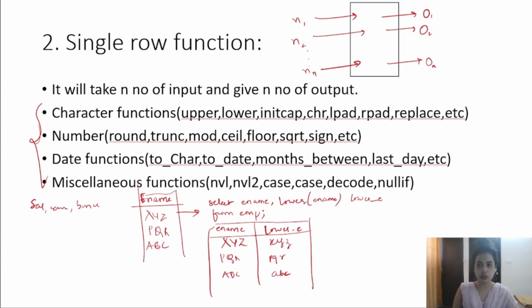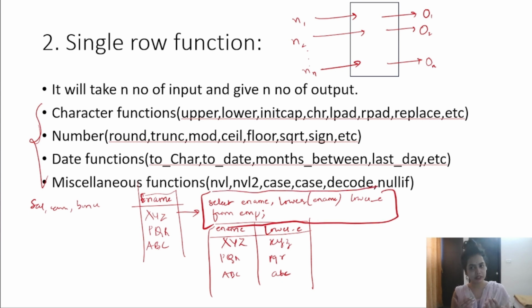So just keep in mind, a single row function will take n number of inputs and give you n number of outputs, and this is how we write the syntax, similar to the MRF or a normal simple query we write. In the next part of the video, we'll start writing and understanding our character functions, number functions, date functions and miscellaneous functions using our code.